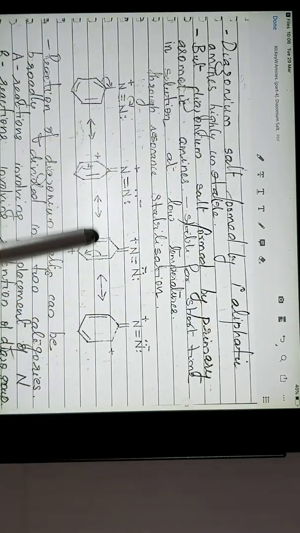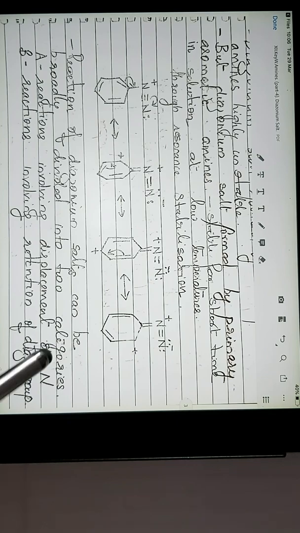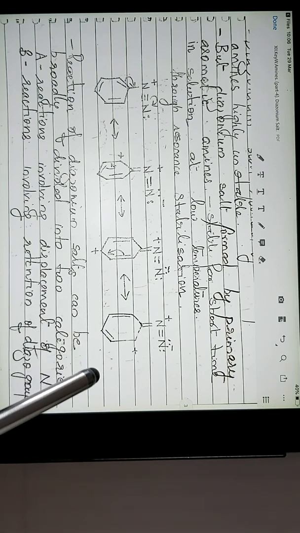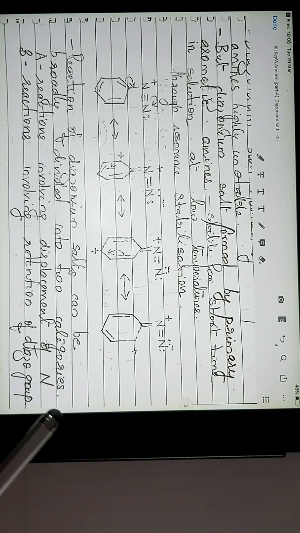So the ability of the compound to attain different resonance structures gives the compound resonance stabilization, and thus we can say this diazonium salt formed by primary aromatic amines has stability. Even if it's for a short time, it has stability, and it is involved in different reactions as a compound.